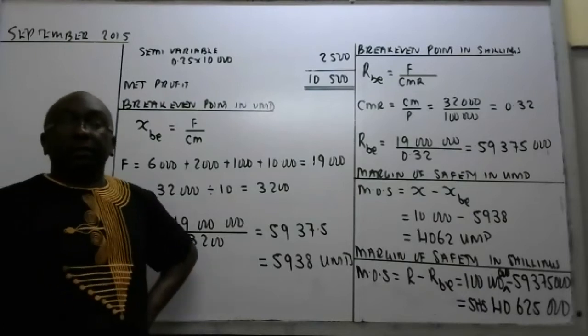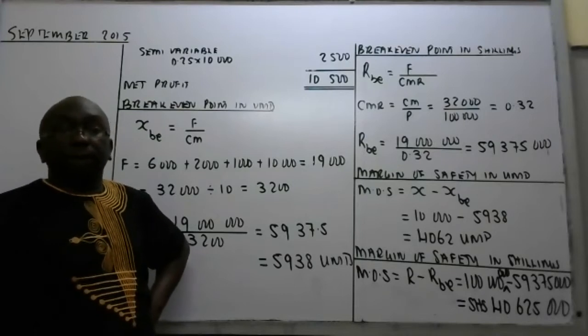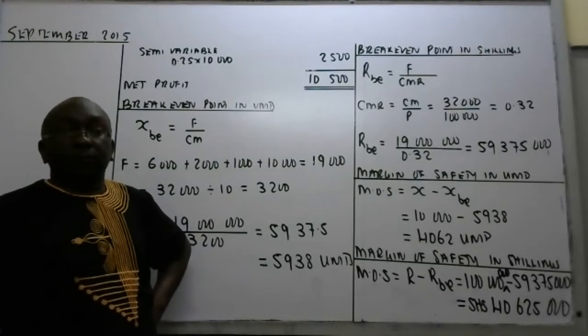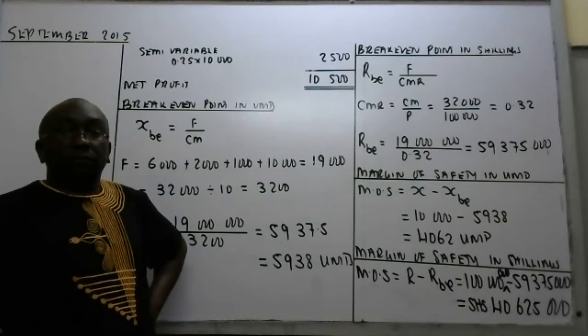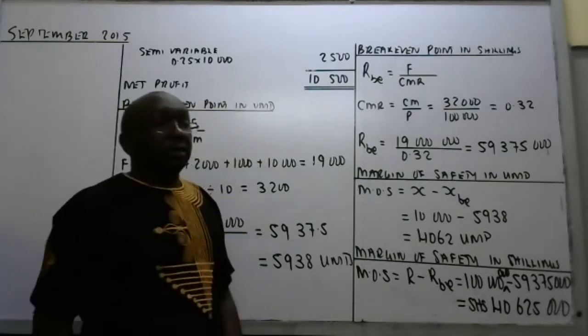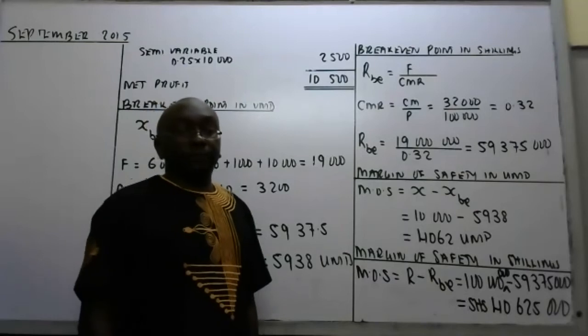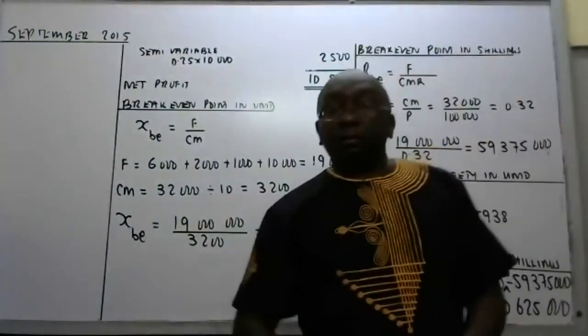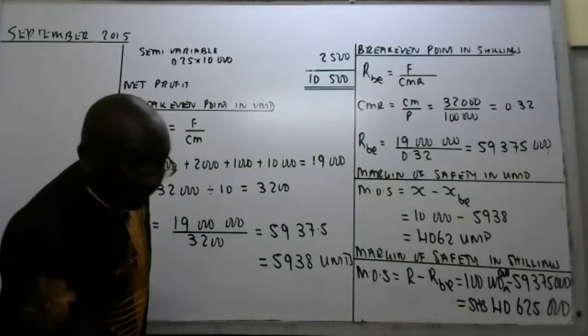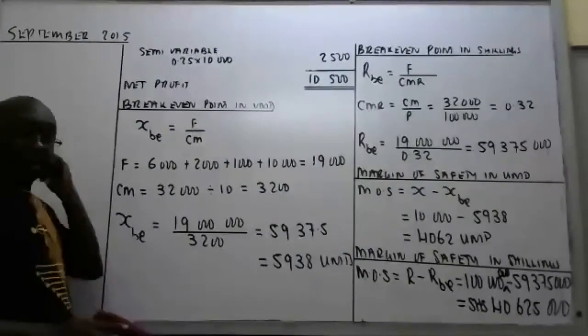Are we together? Your X minus XBE, the units. These are the units produced. X represents the units produced. She's not talking. I hope she's still in class. Okay, so that is the first question that I wanted us to look at.